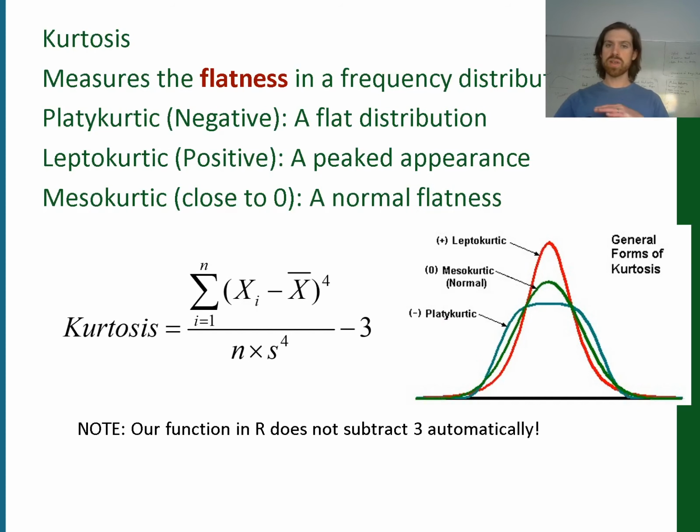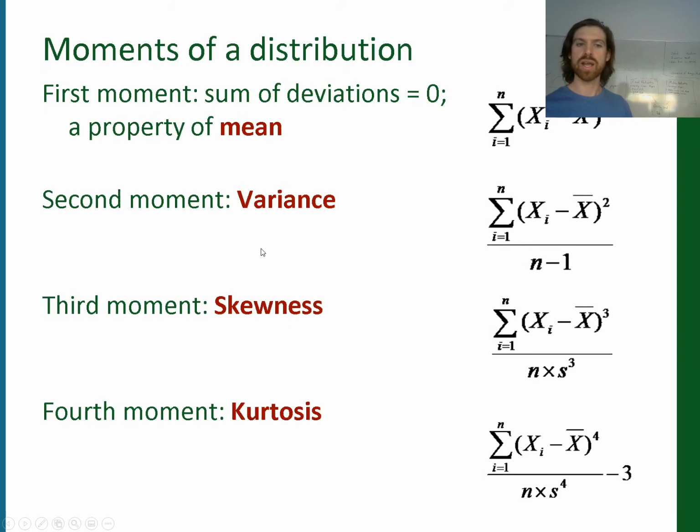So kurtosis represents the level of flatness in a frequency distribution. If it is a very flat distribution, then we will refer to this as platykurtic. The way to remember that is that the platypus is an animal which is considered very flat, and it's got the same name for that exact reason. So it's a flat distribution. Leptokurtic is essentially a peaked distribution. You can see it here in red. And mesokurtic is approximate flatness. But we will be able to calculate this metric later.